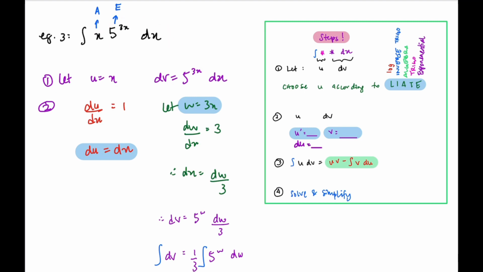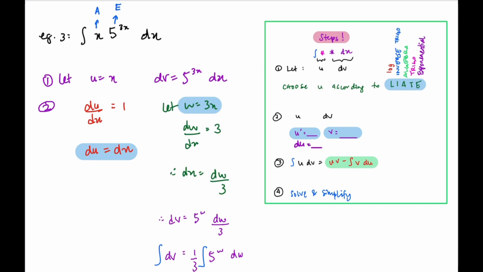So now let's proceed. From u, we need to differentiate. From dv, we need to integrate. So let's find du over dx. This is just 1. Therefore, du is just dx. Just cross multiply. And then from dv here, dv is 5 to the power of 3x dx. So we need to integrate this.